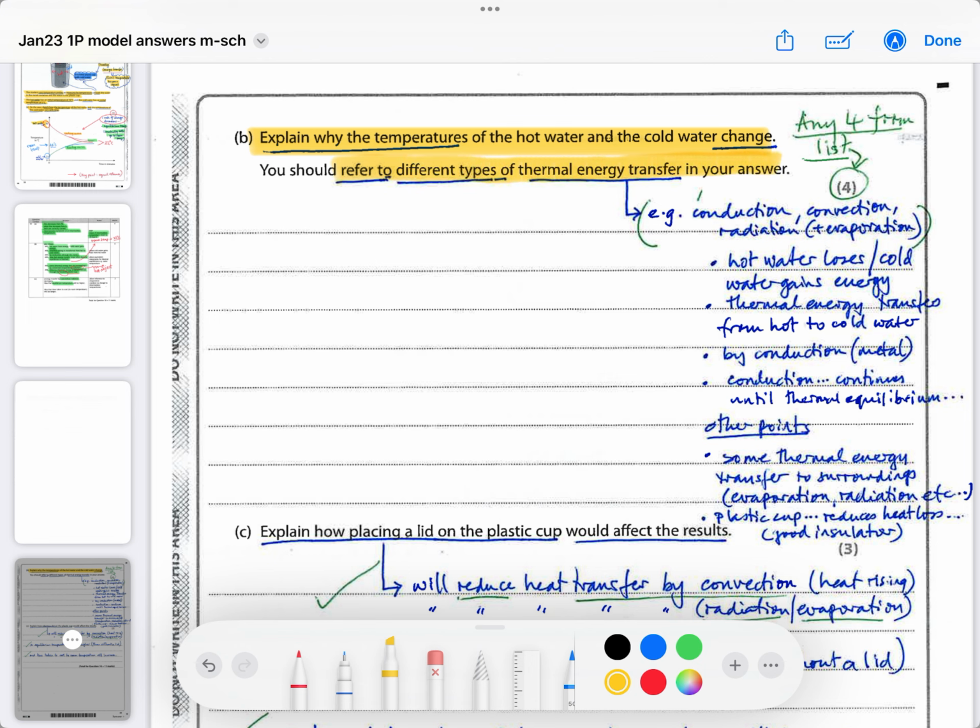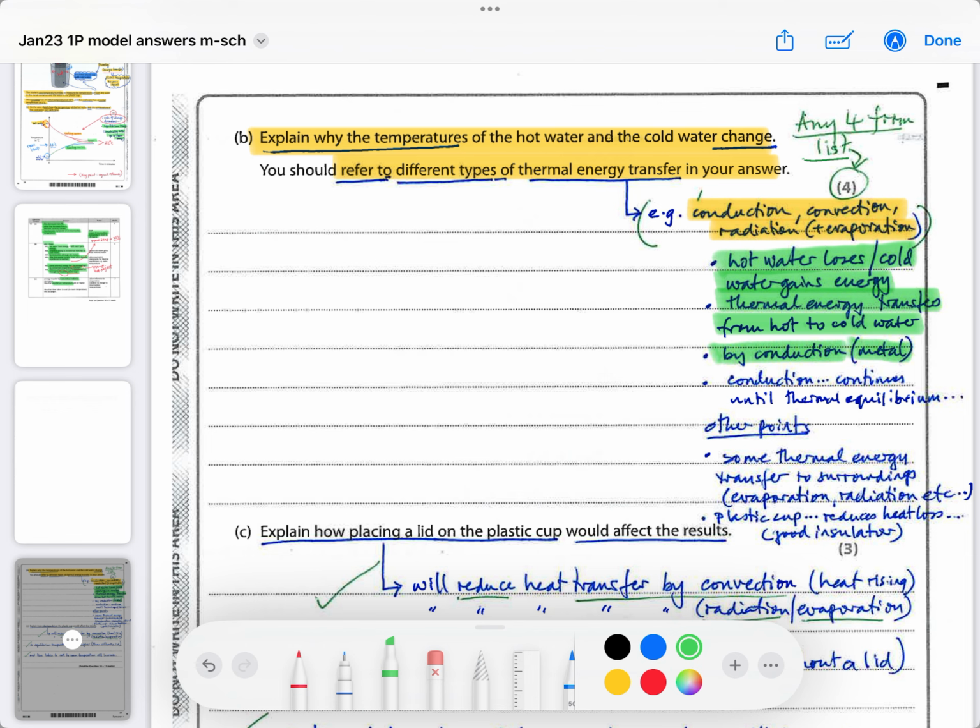Now, what are the different types of thermal energy transfer? That means you should involve conduction, convection, radiation, and in this case, evaporation, because a hot source of liquid will be able to evaporate. Okay, so we've already gone through it. So here are the points. Hot water loses, cold water gains energy. What kind? Thermal. Thermal energy transfers always from the hot place to the cold place, in this case water.